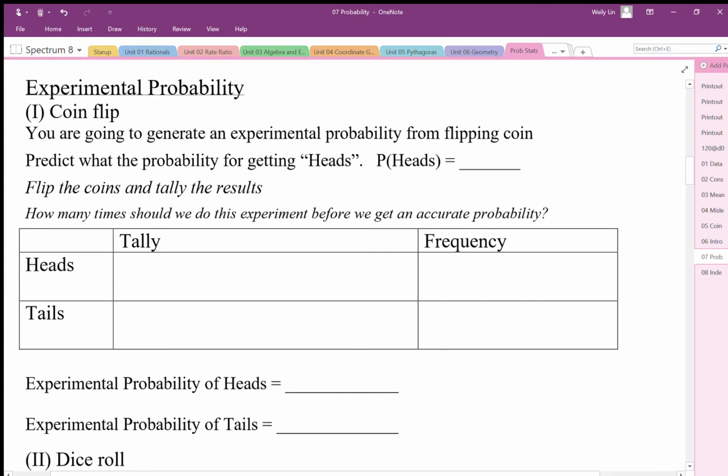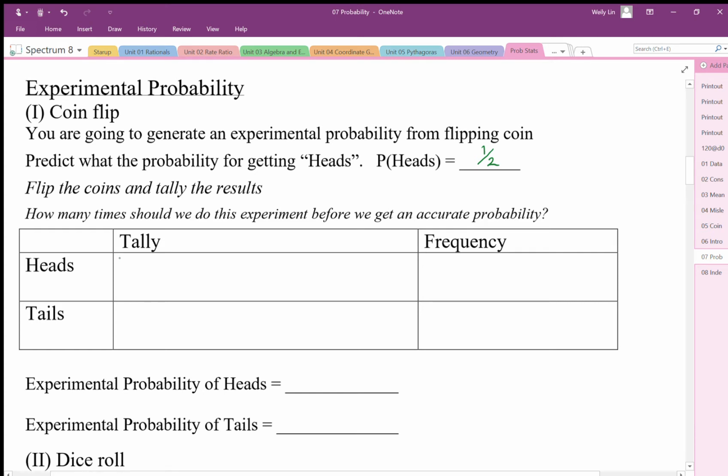So we have to actually flip coins to get an experimental probability. Our theoretical probability of getting heads, we should be thinking of it as 1 over 2 or 50%. So what I want you to do is actually flip some coins and count the number of heads and tails.